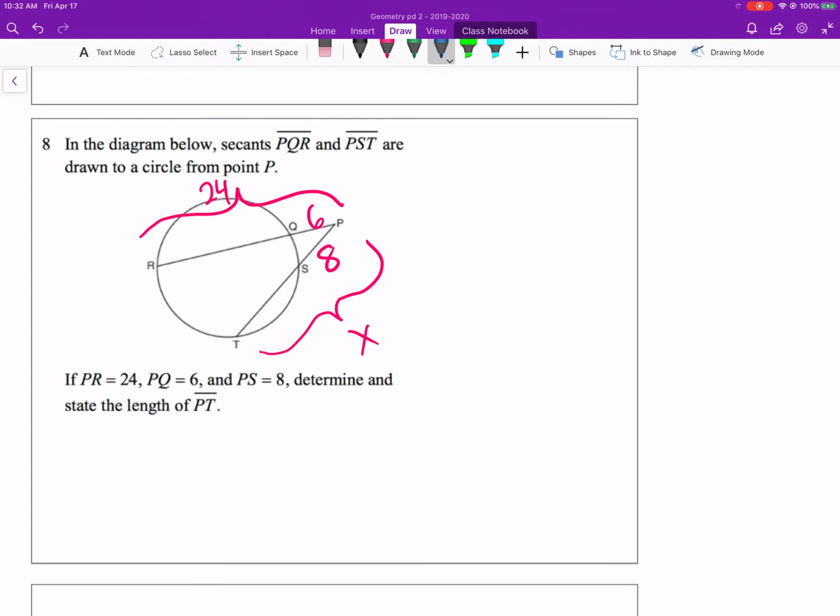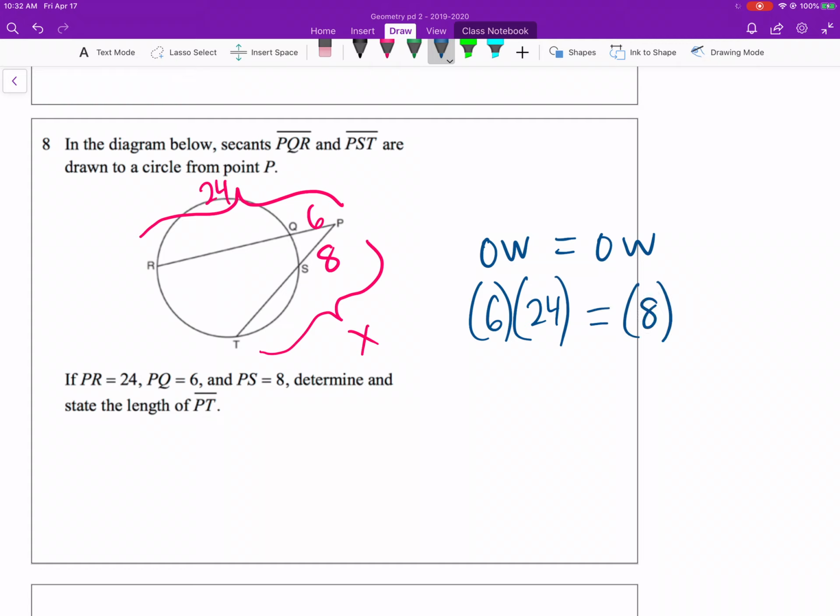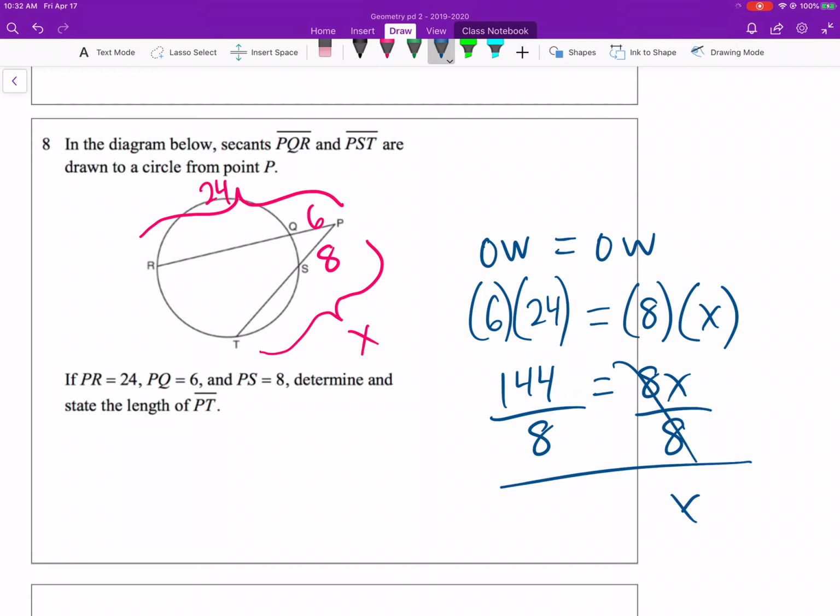So, two secants, OW equals OW. So the outside, I'm going to work with the top section. The outside is 6. The whole piece is 24. Now the bottom section, the outside is 8. And the whole section is the unknown of x. So we get 144 is equal to 8x, divided by 8, and you get x is equal to 18.